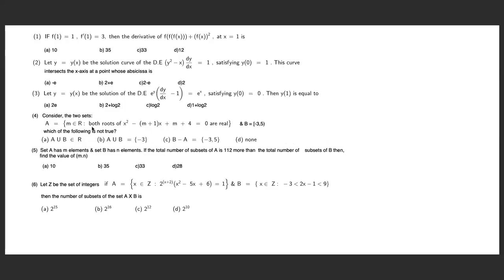Now let us look at the fifth problem. That is, a set A has m elements and set B has n elements. If the total number of subsets of A is 112 more than the total number of subsets of B, then you have to find m into n. These are the choices, and we'll see the best choice which we get.